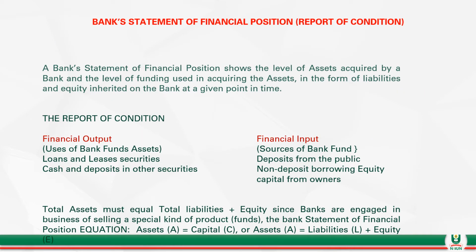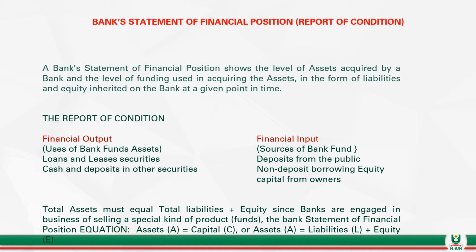Bank statements of financial position, that's the report of the condition. The bank statement of financial position shows the level of assets acquired by a bank and the level of funding used in acquiring such assets in the form of liabilities, as stated before, or the equity inherited on the bank at a given point in time. So the report of the condition talks about the financial output versus the financial input.